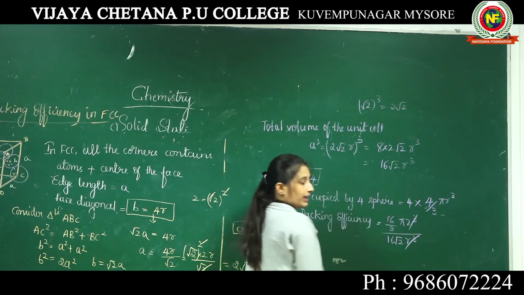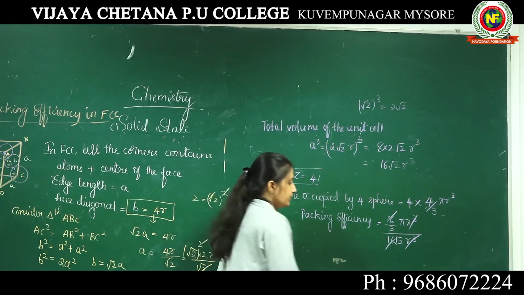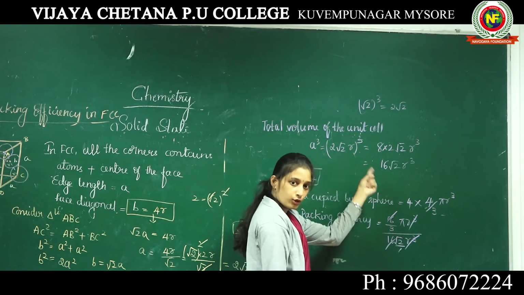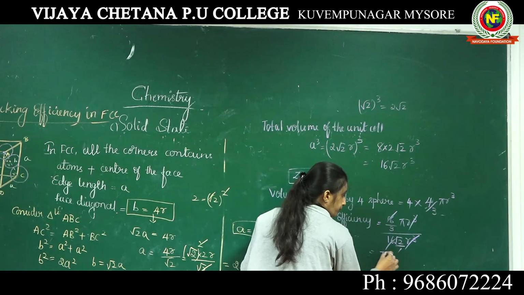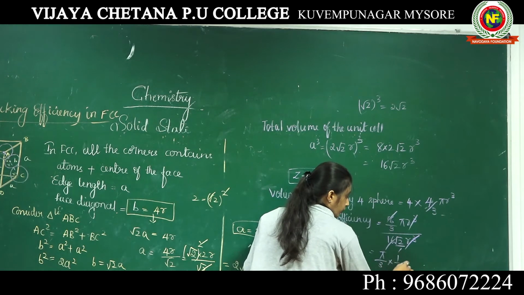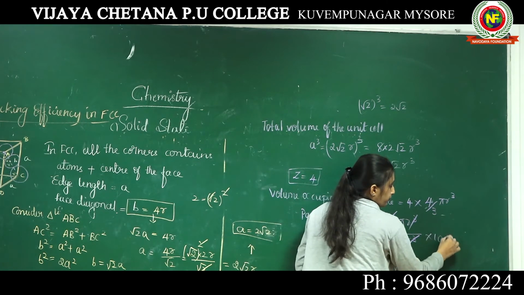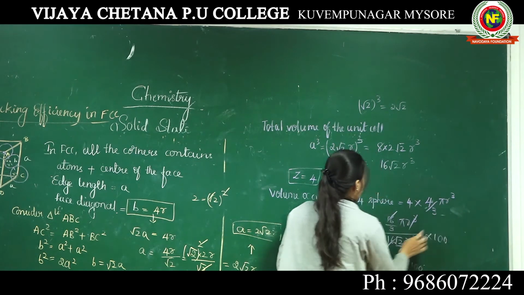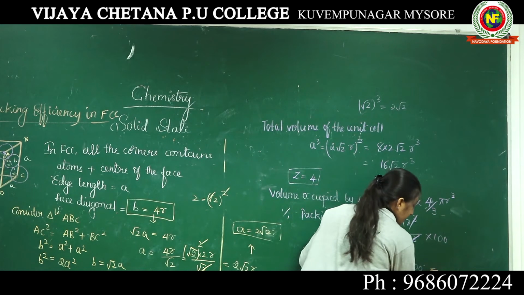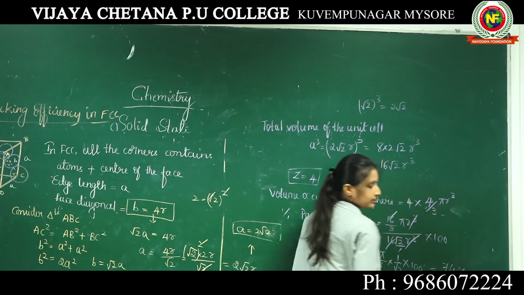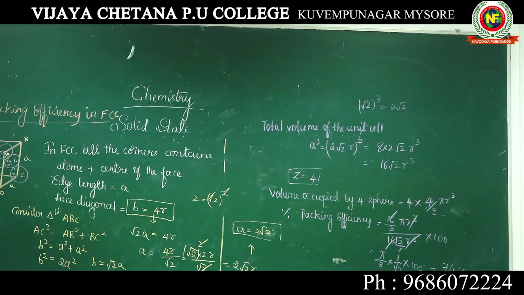R cube gets cancelled. 16 gets cancelled. Here root 2 by 1, so 1 will go up, 2 will come down. So it becomes pi by 3, 1 by root 2, multiplied by 100. Why 100? It's a percentage. Packing efficiency is a percentage. If I solve this, I will get 74%. So the packing efficiency in FCC is 74%.